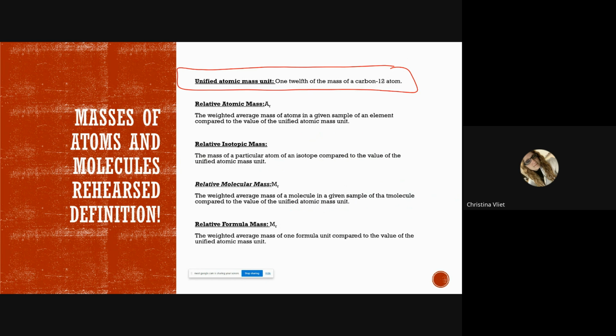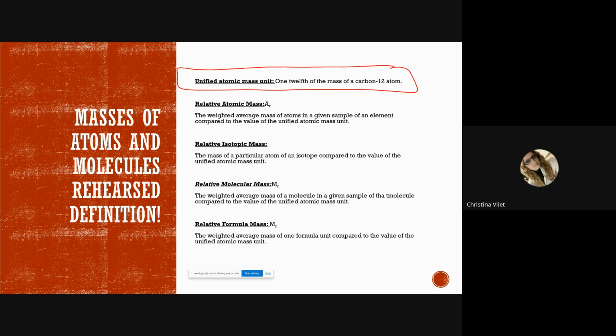So if I have an atom that has 12 protons and 12 neutrons, it would add up to a mass of 24. If I had an atom that has 1 proton and 2 neutrons, it would add up to a mass of 3. And so that's why we base it off of carbon-12, because it has an equal amount of protons and neutrons.